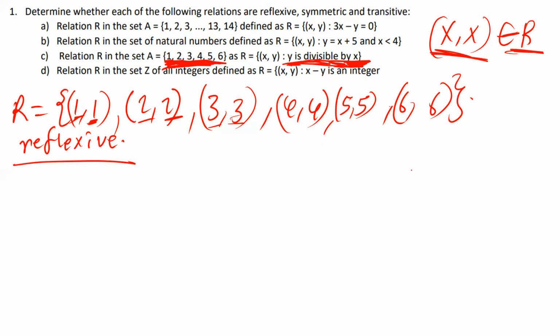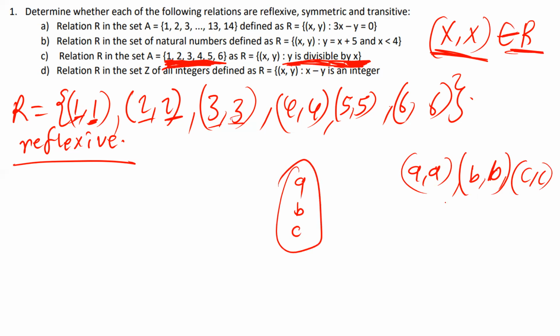I'm sure you saw what I wrote. For every a, you need to have a comma a. If, let's say, the inputs are A, B, and C, you need to have A, comma A, B, comma B, and C, comma C. So if this is your set of inputs and you have these as part of your solution set, then the given relation is reflexive. So let us see if this relation is symmetric or not.